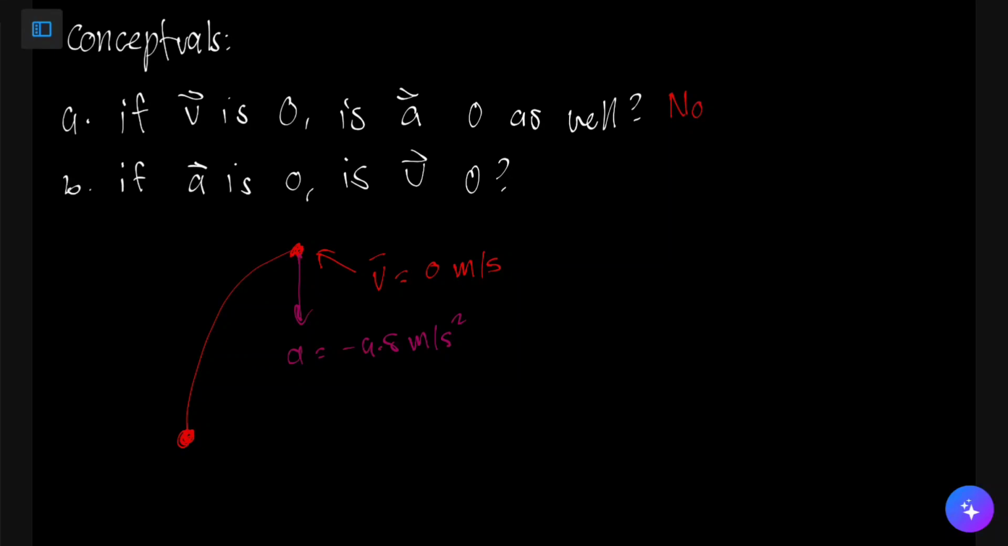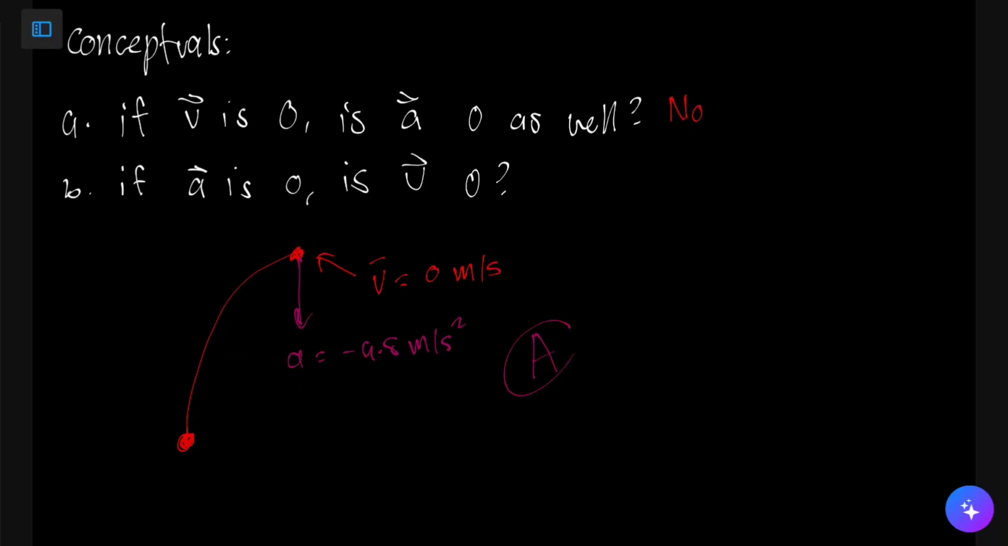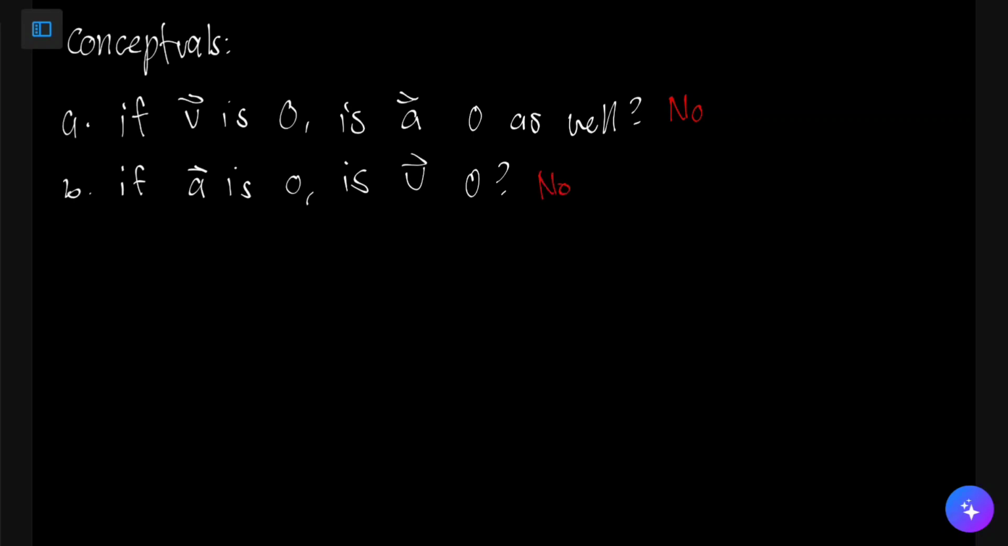An example of this is this one. So this is an example for letter A. So letter B, if the acceleration is 0, is velocity already equal to 0? The answer for this again is no. Because we defined acceleration earlier as the change in velocity.